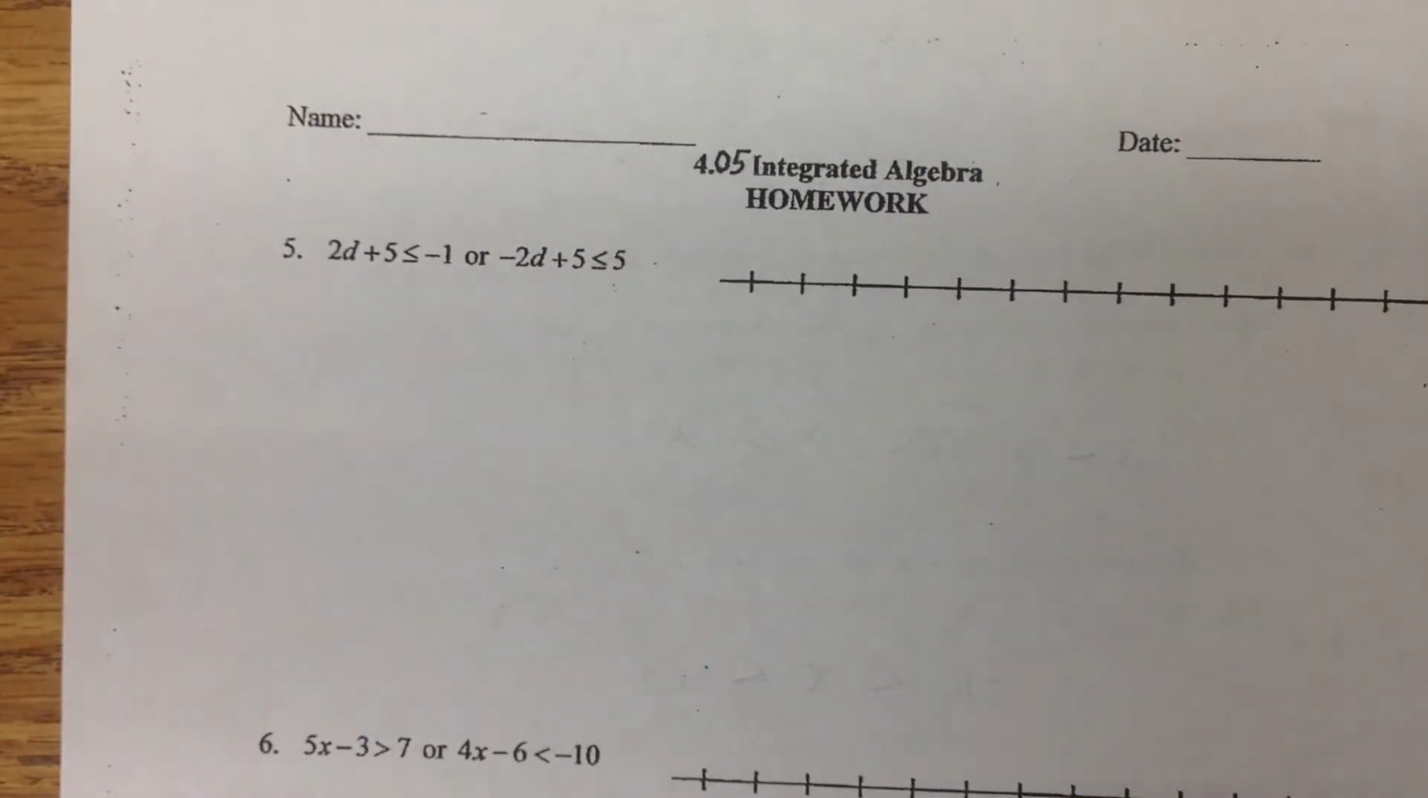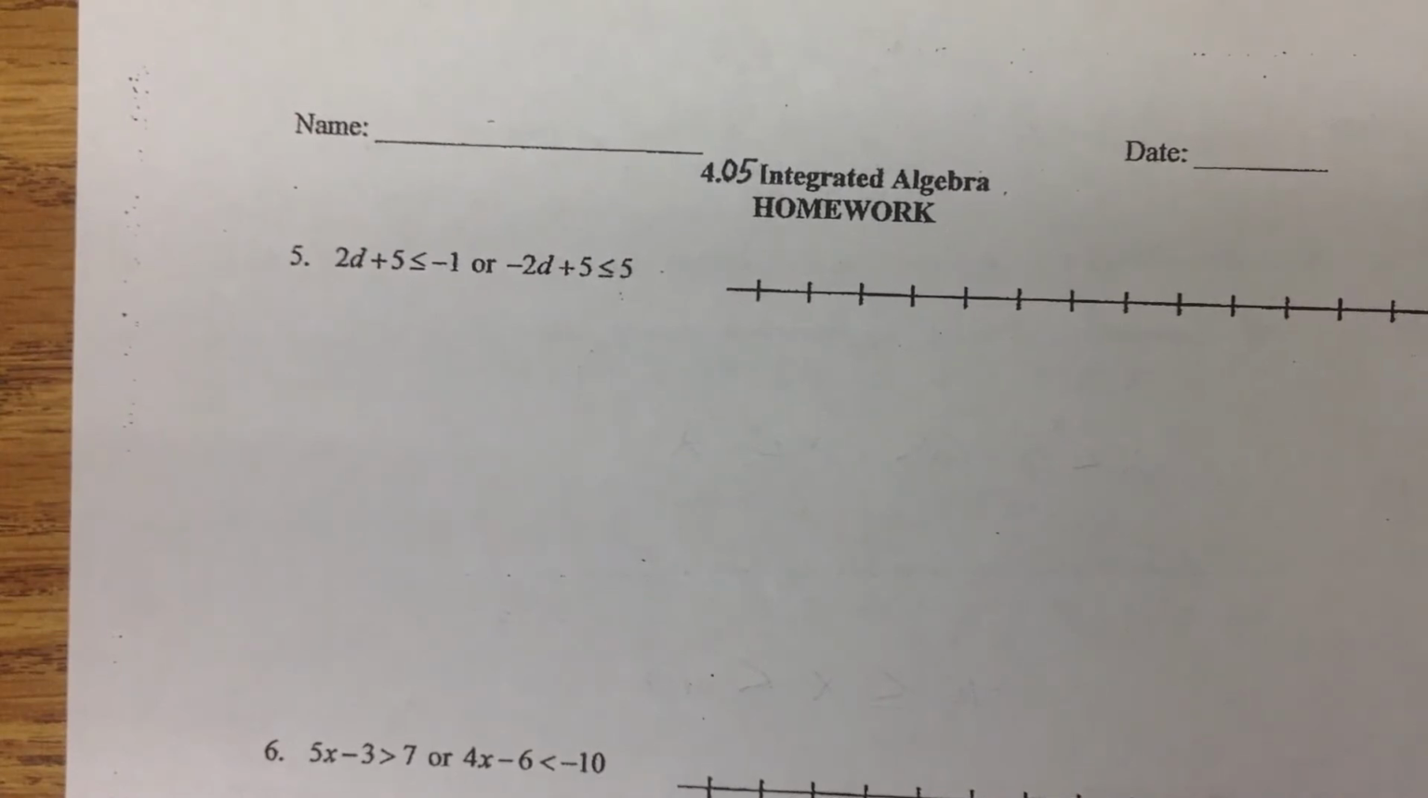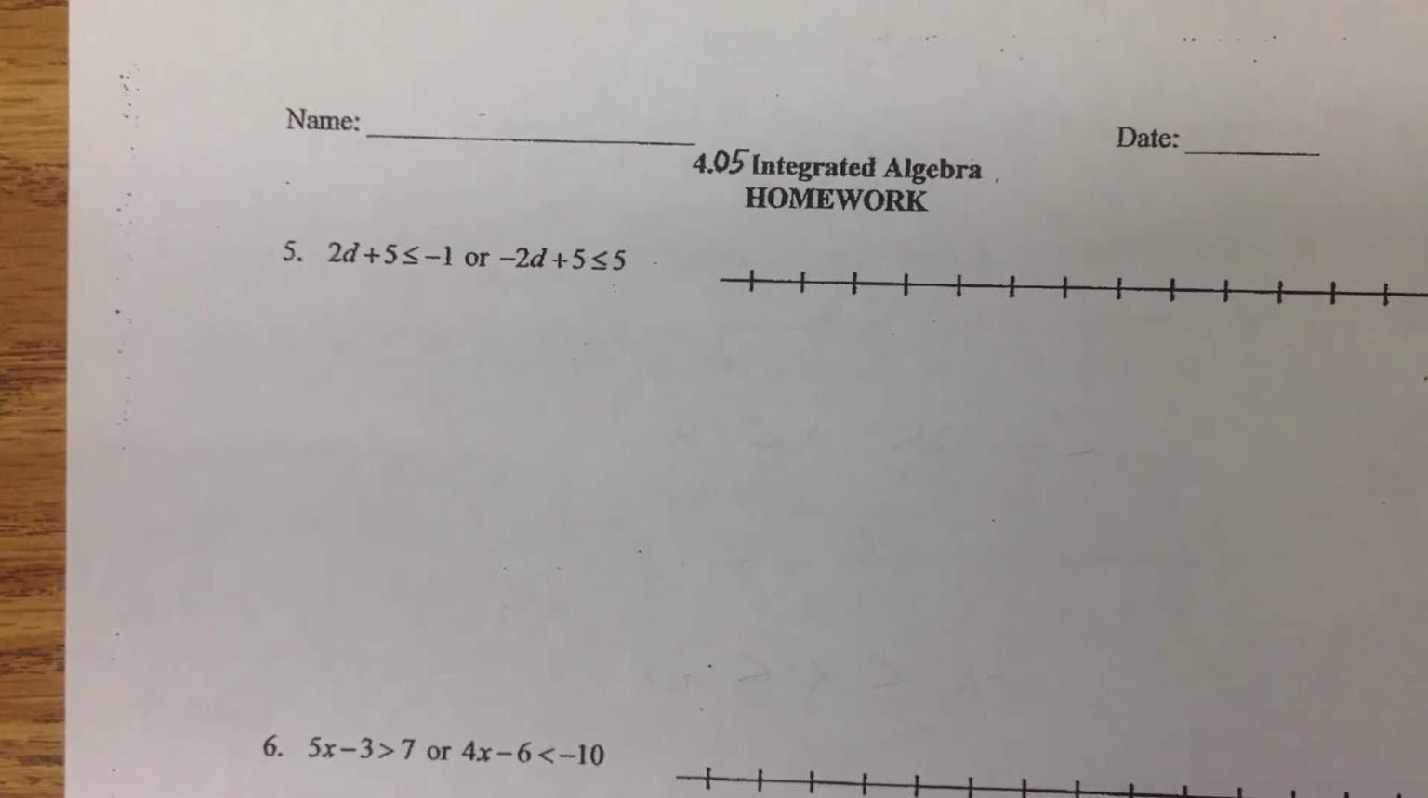All right, let's take a look at the back. Now the back is a little different. Instead of having the x in the middle, these are ors. So these are the ones where we're going to have the arrows going in opposite directions, and we basically just solve them one at a time.